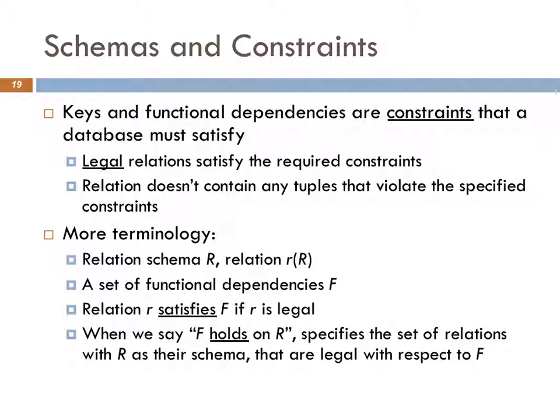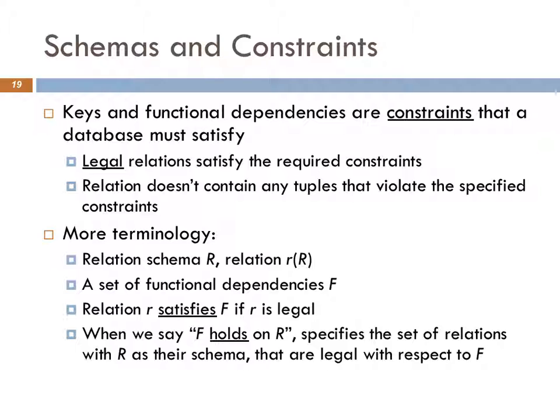Now, when we say F holds on R, this is sort of a definitional statement. This is not a statement about a particular relation value, because you notice that we're saying this about a relation schema. Capital F holds on capital R. When we say that, what we're saying is that there's a bunch of constraints in capital F, and the relation value of that type is only allowed to have tuples that conform to the constraints that are in capital F.